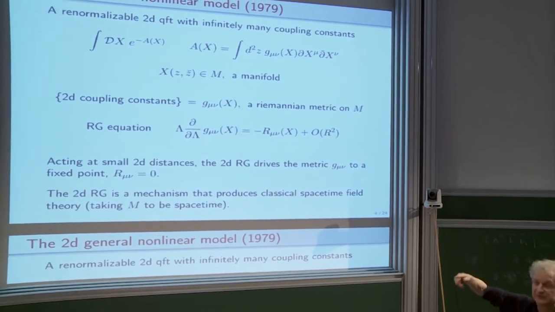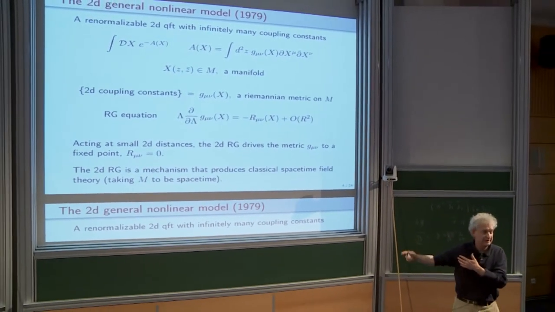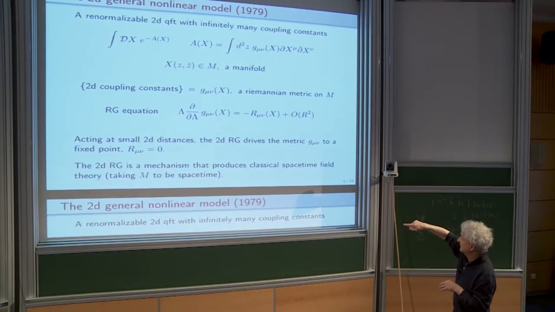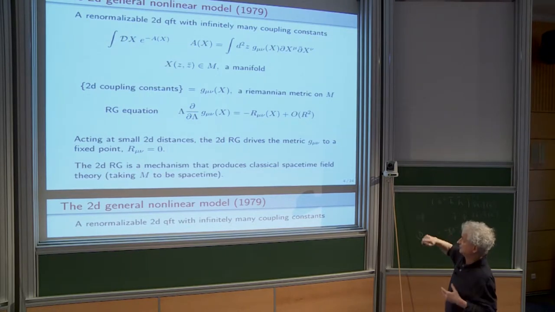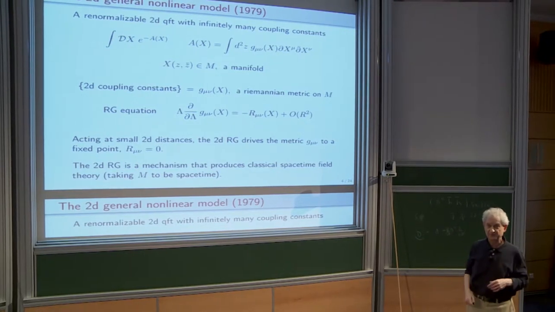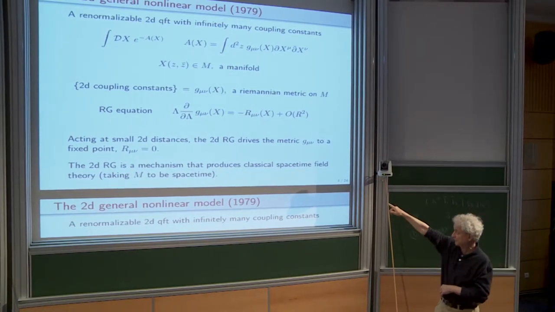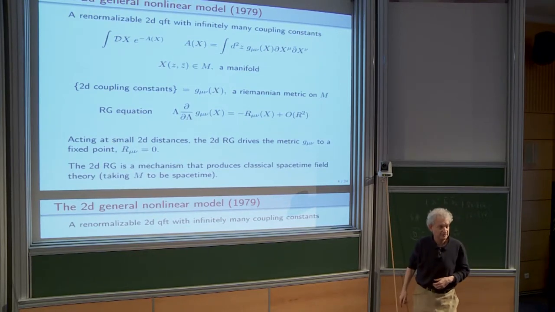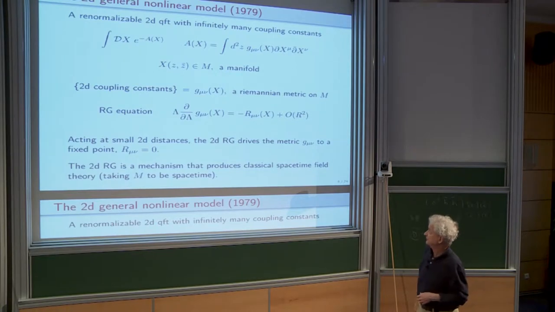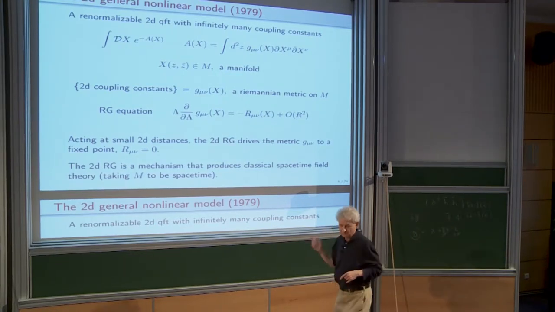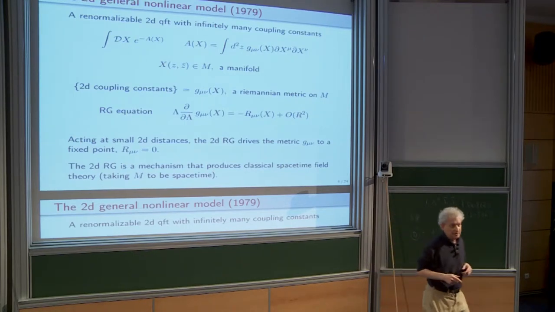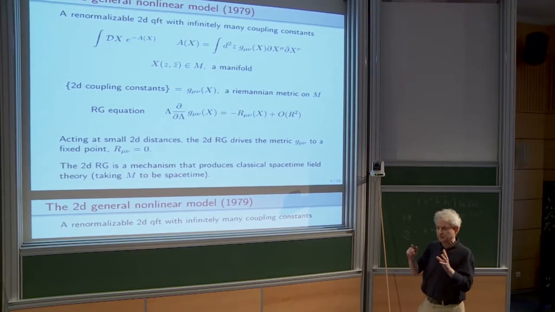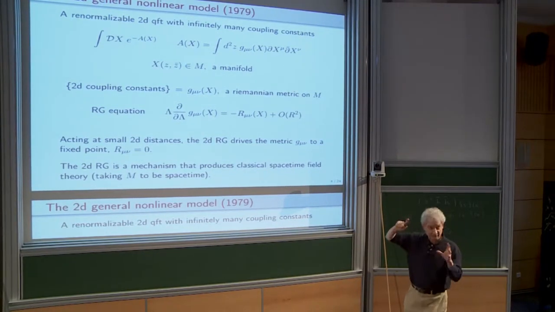Then you get the metric, its first derivative, second, ad infinitum, infinitely many couplings, but they are all renormalizable, and the renormalization can be done covariantly with respect to the target manifold. And the renormalization group equation has an expansion in sort of the inverse size of the target manifold, which starts with the Ricci tensor.